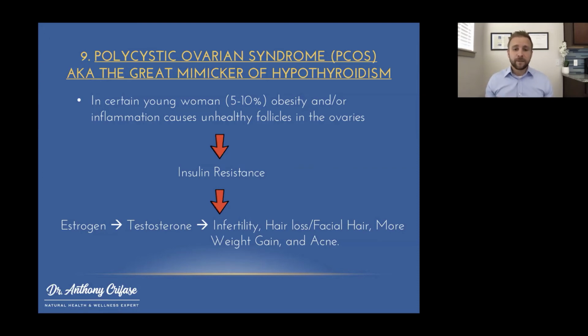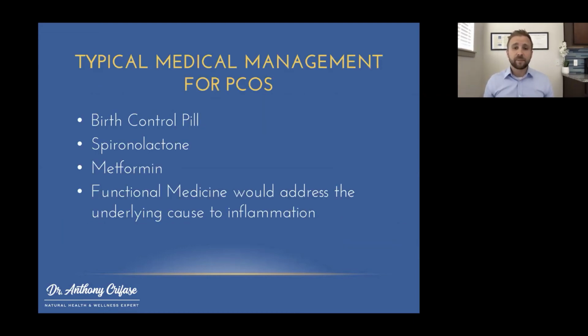So you can see we have to address these root issues. We have to look deeper. What is a typical medical management for PCOS? Birth control pill. And what does the birth control pill do? It increases estrogens more, but as a result, again, converts that more to testosterone. Spironolactone, metformin, we talked about this. Again, functional medicine uses a whole body approach, an underlying cause approach that gets to the root issues of these things.